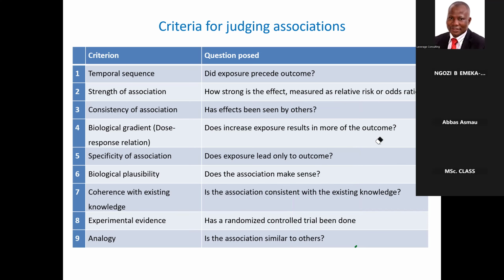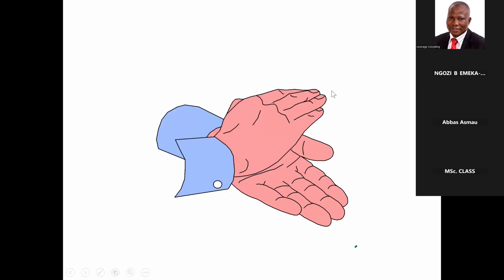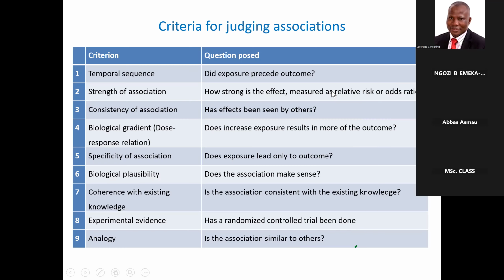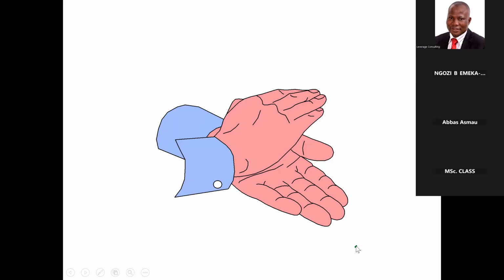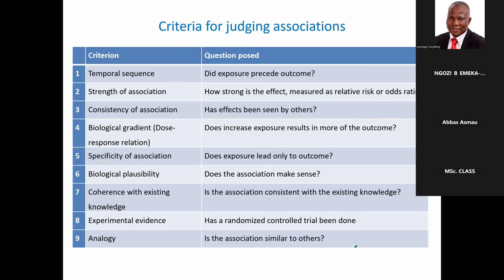This one is the criteria for judging association. Let's just go through and end the lecture. When you know relative risk and odds ratio, they are measures of association. There is a third measure of association, but we don't talk about it often unless we are doing survival analysis. That is the survival hazard ratio.